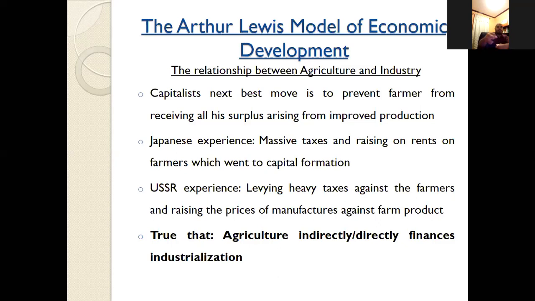In the case of the USSR, Joseph Stalin dealt with those who did not want to pay any heavy taxes in a very different way. He shot and killed all the peasants in the rural agrarian countryside areas in the USSR. So therefore, it becomes true as a condition of historical fact that agriculture directly and indirectly finances the industrialization. Now, that's important because we oftentimes like to view the industrialization process as just being one that can drive itself.